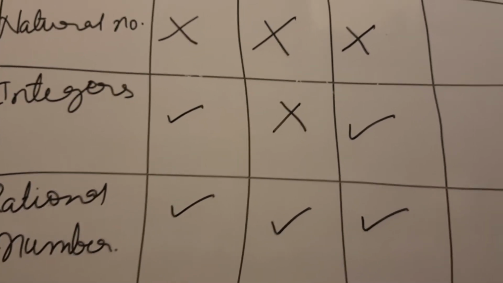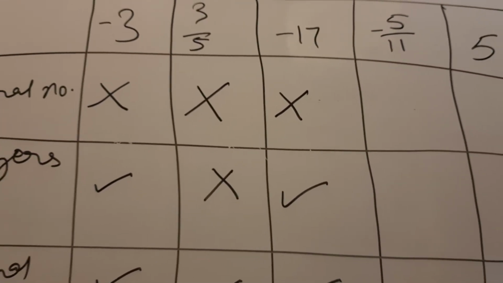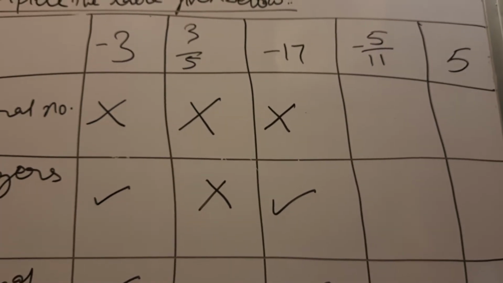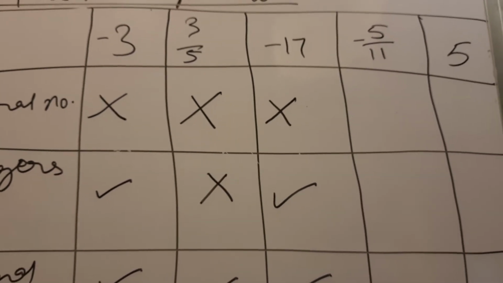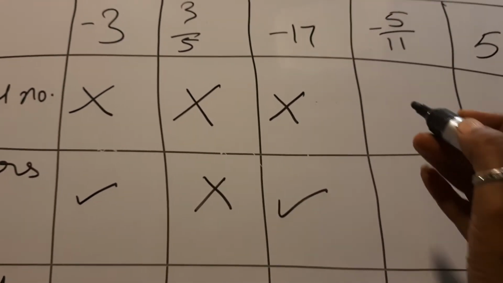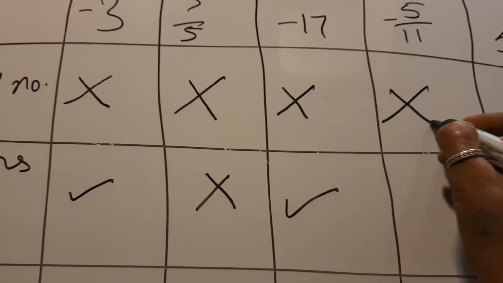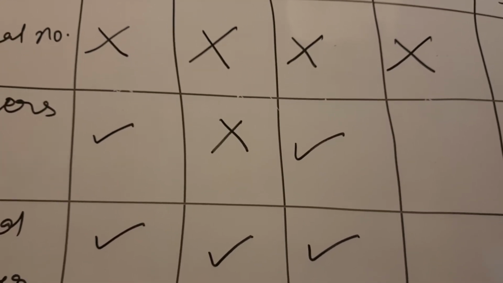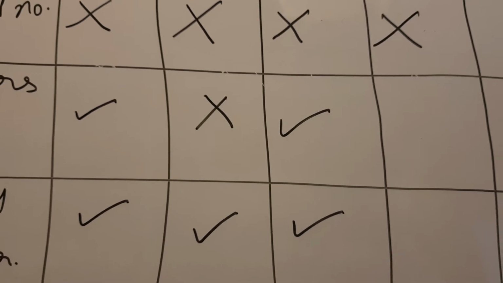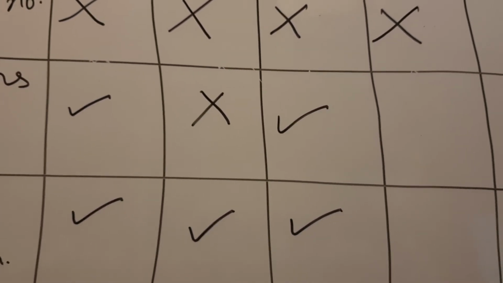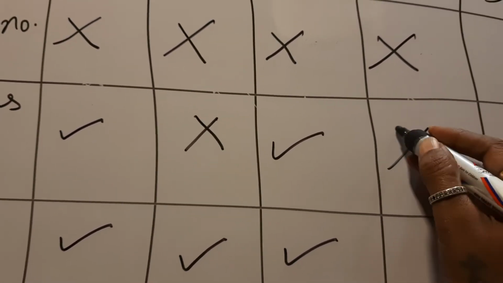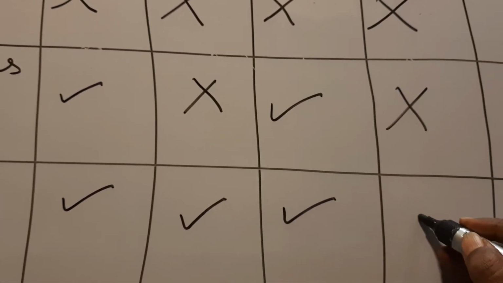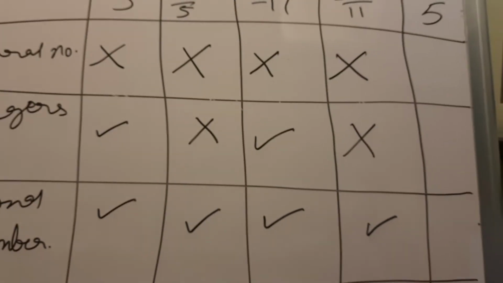Yes. Okay. Now minus 5 upon 11. Is it a natural number? No. Is it an integer? Anybody? Minus 5 upon 11? No. Is it a rational number? Yes. Now the last one, 5.